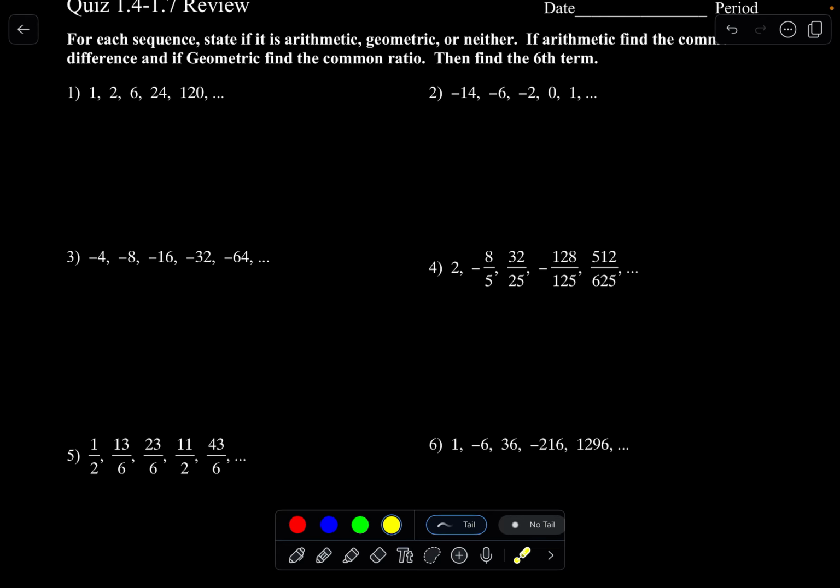Just to let you know, number 4, I believe that is geometric. I think you're multiplying by -4/5 each time. So it's geometric, but this fraction stuff is just ugly. So I'm not going to make you do that.